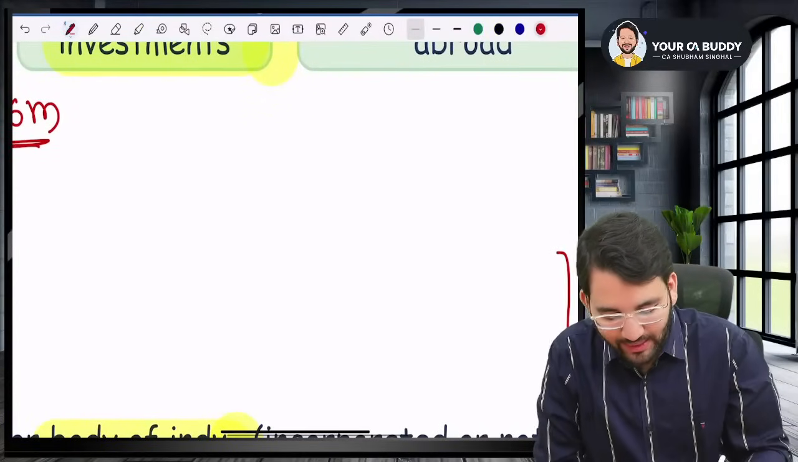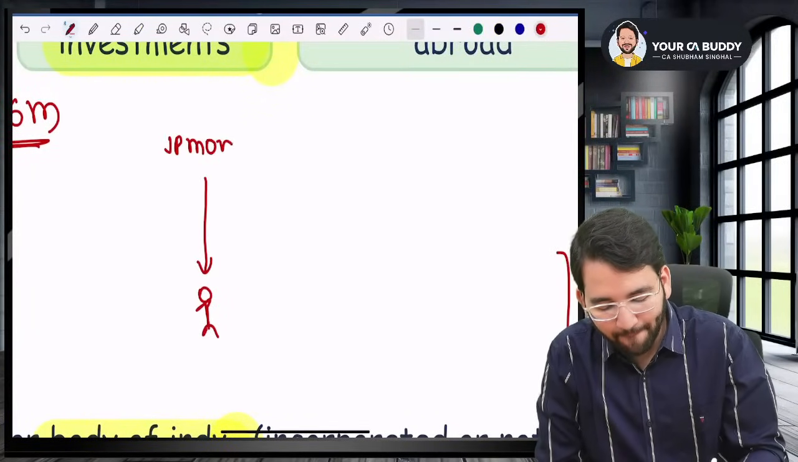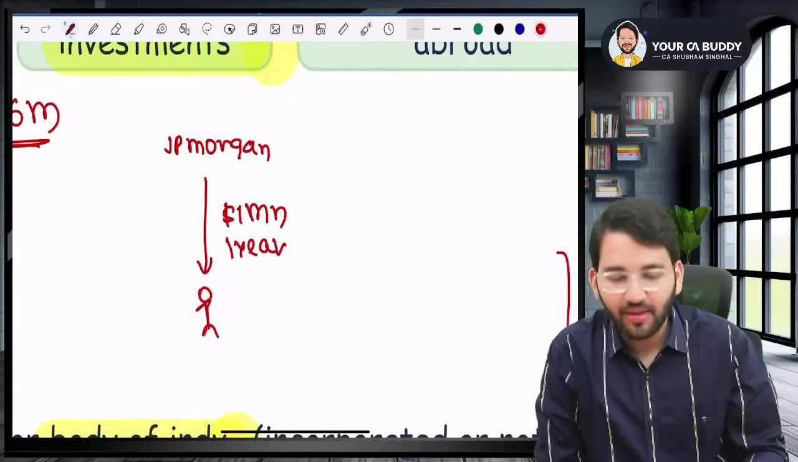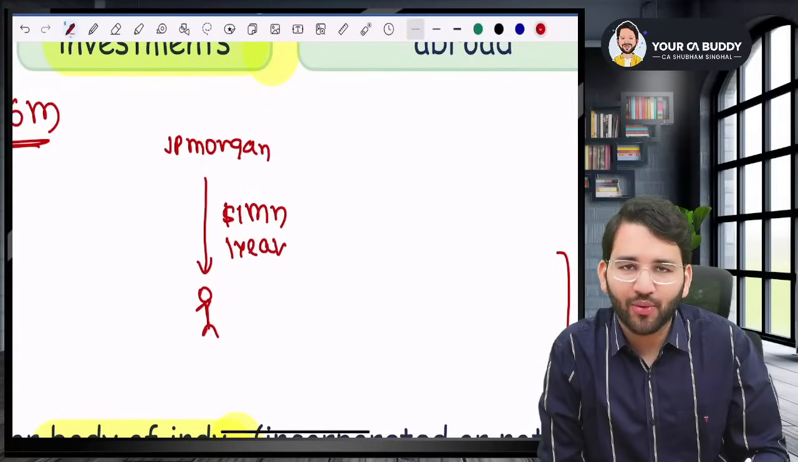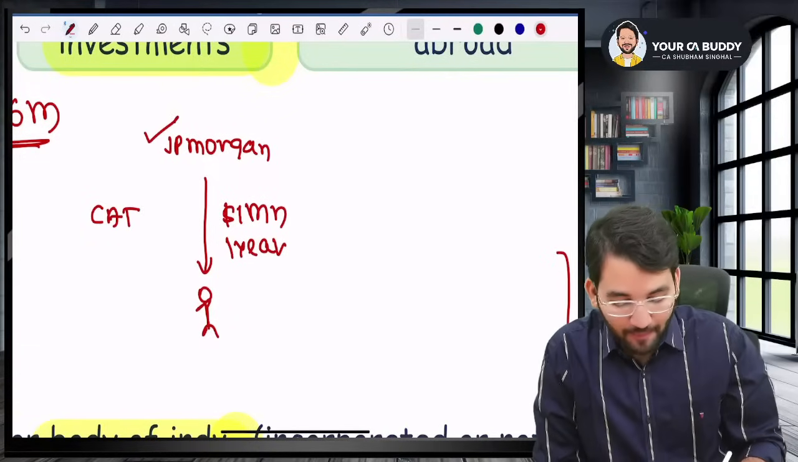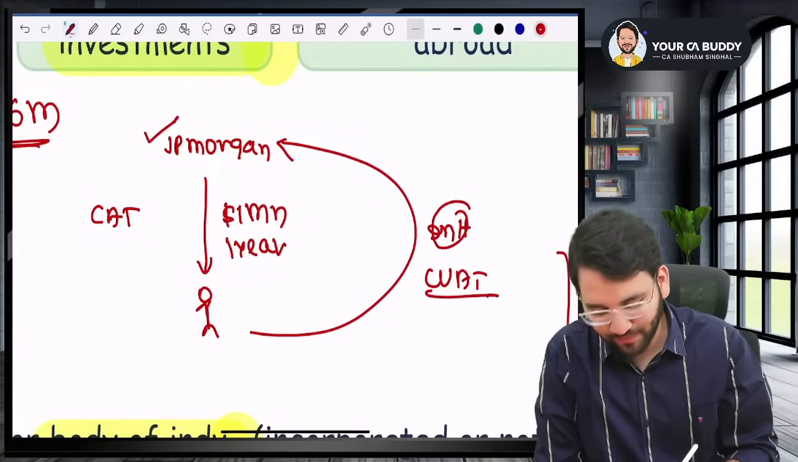I'll explain this. I took a loan from JP Morgan of $1 million. I said I'll pay it after 1 year. Is it a current account transaction or a capital account transaction? Sir, this is a capital account transaction because it creates a liability. But when I pay the interest on this loan, this interest will be a current account transaction.